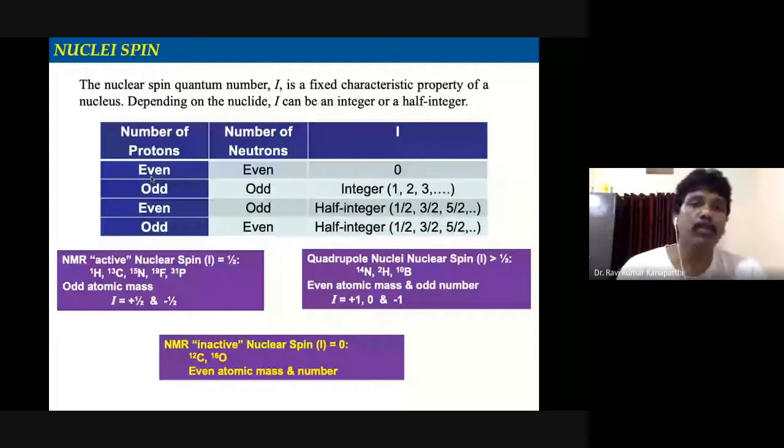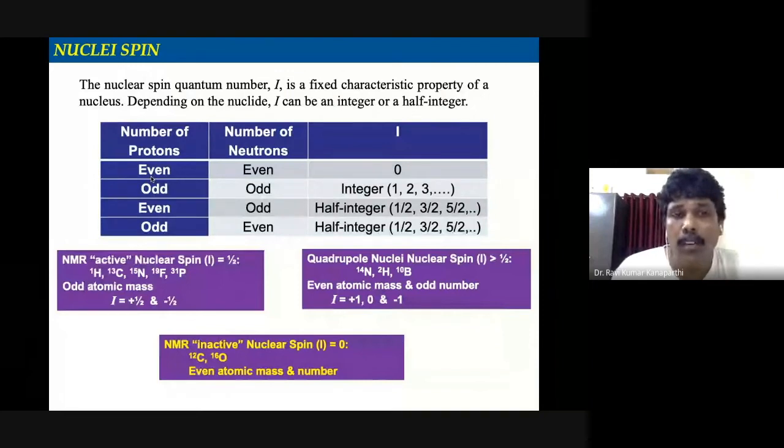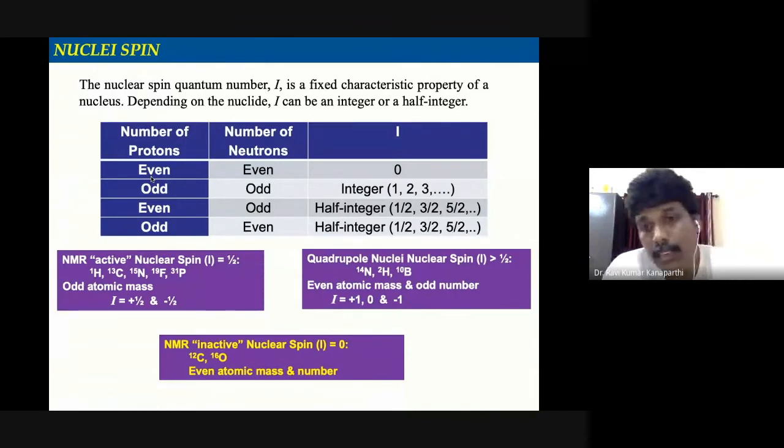How? Suppose a nucleus possesses an even number of protons and neutrons; such a nucleus's spin is said to be zero. Whatever the nucleus may be, you can directly come to the conclusion that if an atomic nucleus possesses an even number of neutrons and an even number of protons, then its spin is zero. Therefore, it is inactive. What are the other possibilities? The number of protons and the number of neutrons can both be odd. In such a case, the nuclear spin is going to be an integer number.